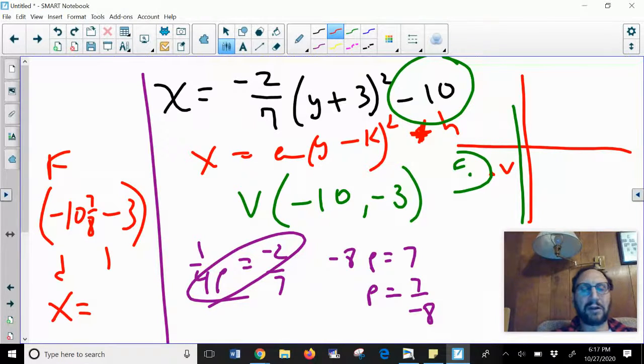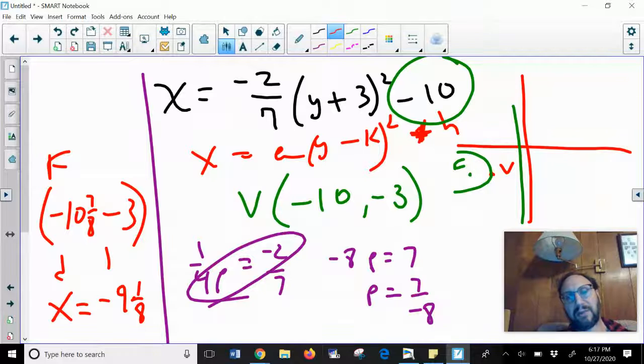The directrix, on the other hand, also changes the x value. It's going to be a vertical line. So it's going to be -10 plus 7/8. Now, -10 plus 7/8 would make it -9 and 1/8, because 8/8 is 1. 7/8 from 8/8 makes 1/8. So we are going 7/8 the other direction.